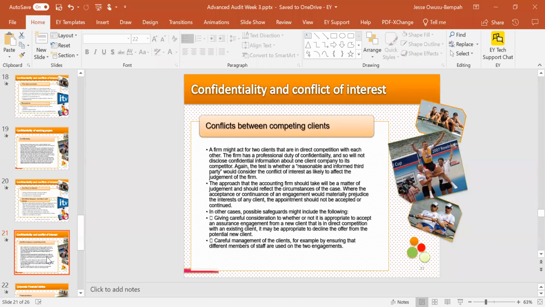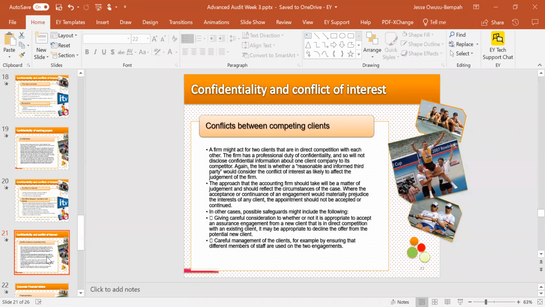You are hurting your client. So you should not do that. When you are auditing competing clients, you always need to take note of that. That's very, very important. So always keep that in mind, please.